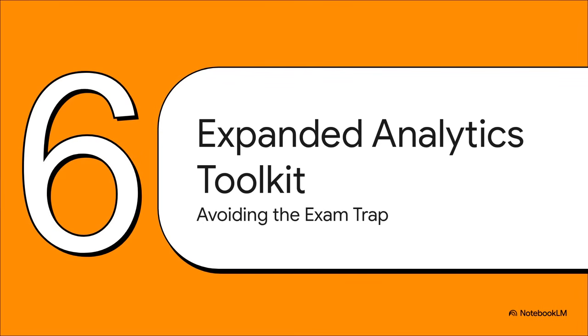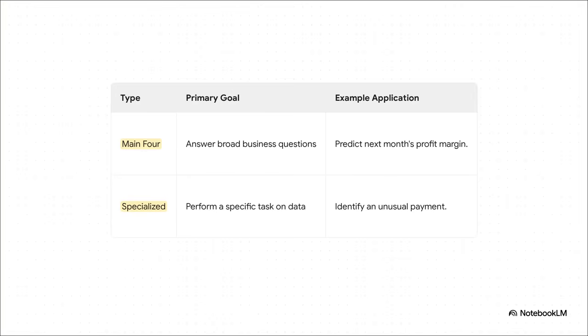Okay, let's pull all of this together and really focus on what this means for you, especially when it comes to avoiding a really common exam trap. Here's the trap a lot of people fall into: confusing the purpose of these different tools. The four main types are there to answer broad, strategic questions. The specialized tools we talked about today, they're built to perform very specific tasks on your data.